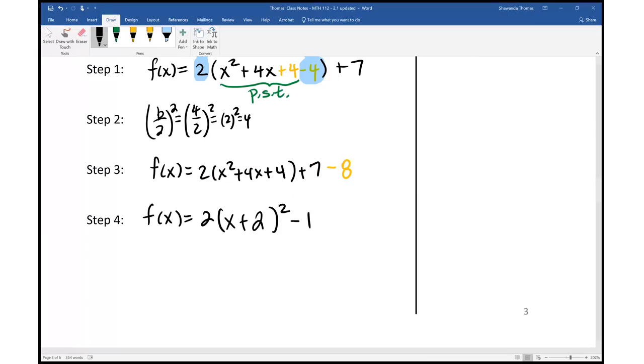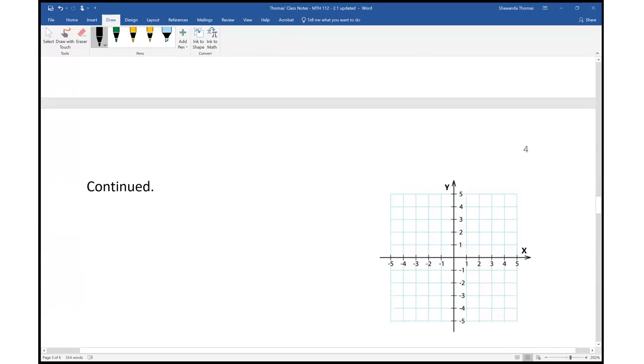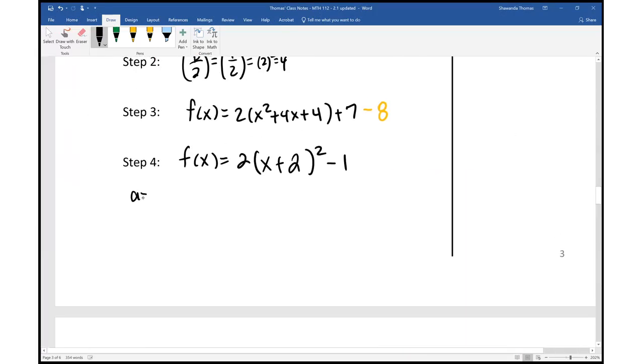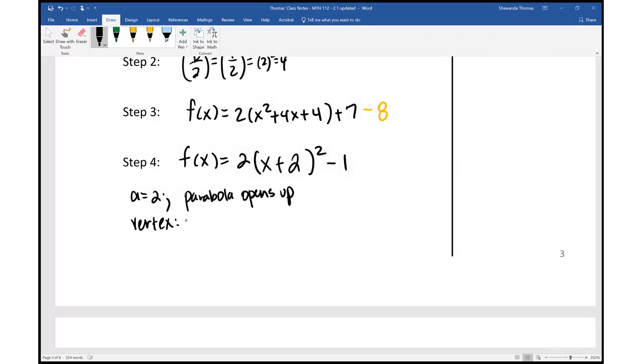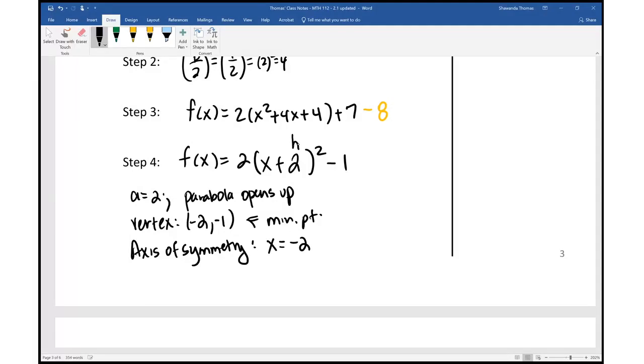All right. So a equals 2. That means our parabola opens up. Our vertex is (negative 2, negative 1), which is our minimum point. Our axis of symmetry is x equals h. x equals negative 2, since this is our h right here.